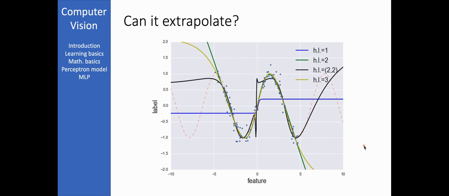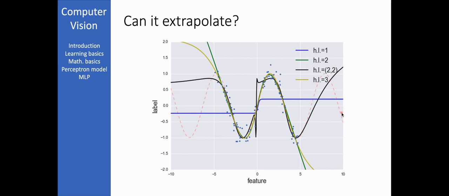What I draw here is that I simply zoom out, and underneath I show you the real function that I used to create the samples. Then I evaluate all the neural networks for feature values that are outside the range of the samples that I see. What I see here is that all of the neural networks deviate from the real function. They're not able to determine the real function that I used to generate the samples.